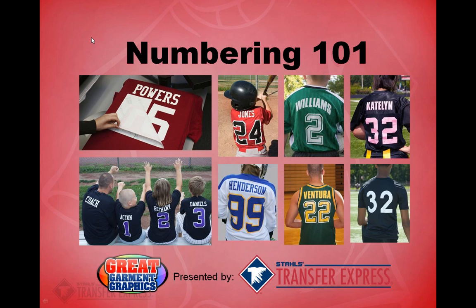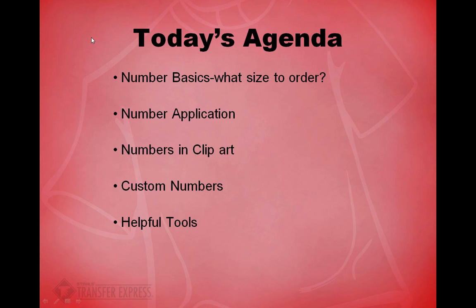Without further ado, we're going to talk about today's agenda. We're going to start off with number basics, what size to order. Believe it or not, there are standards for different sports as far as youth and adult, and football and baseball, all that fun stuff, so we'll talk about those real fast. We'll talk about number application, the right and wrong ways to apply numbers onto jerseys. We're going to talk about numbers on pieces of clip art and how to handle that with the screen print number aspect of things. We're going to talk about custom numbers, which is a fun topic in and of itself. And then at the end, we're going to go over some helpful tools to make your life a little bit easier when it comes to numbering jerseys and such.